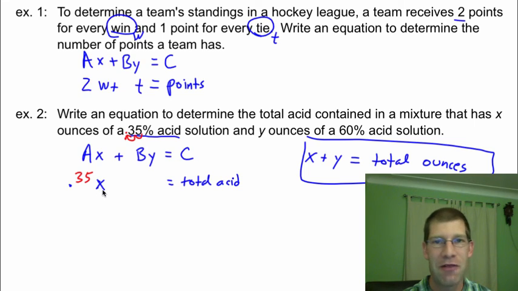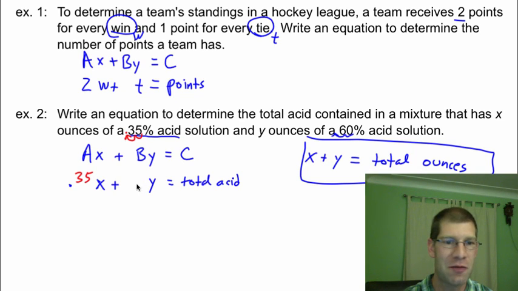0.35X. Now if I have 10 ounces of this solution, I know that 0.35 times 10 is going to give me the amount of acid. 3.5 ounces of pure acid are in that. Now over here for my 60%, I have my Y ounces, but only 60% of those Y ounces are acid. So again, you do 2 hops with a decimal. So you have 0.60 or 0.6 times Y.